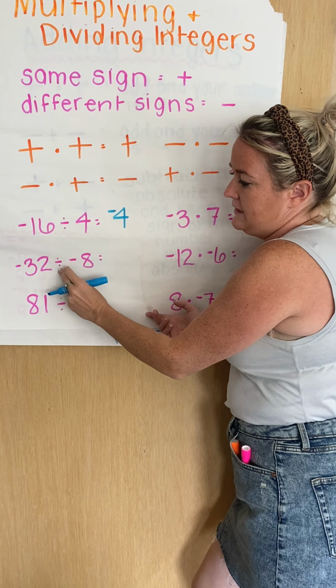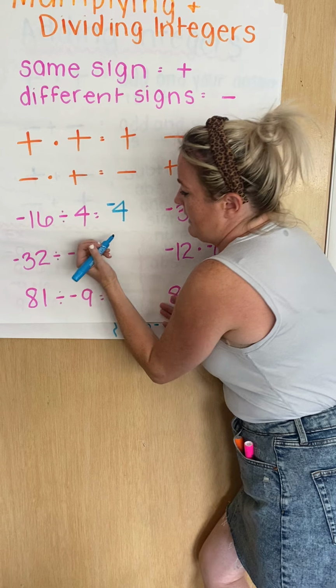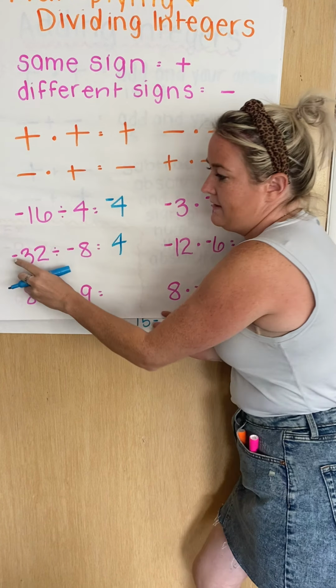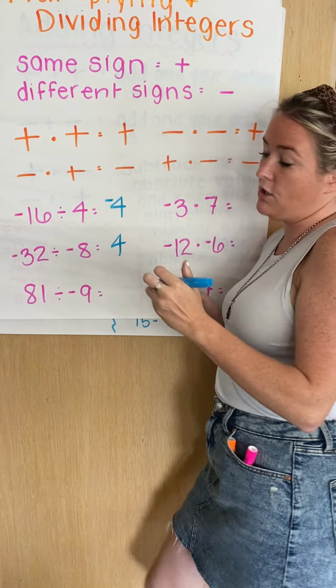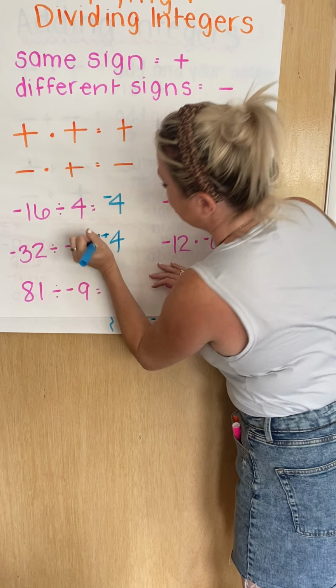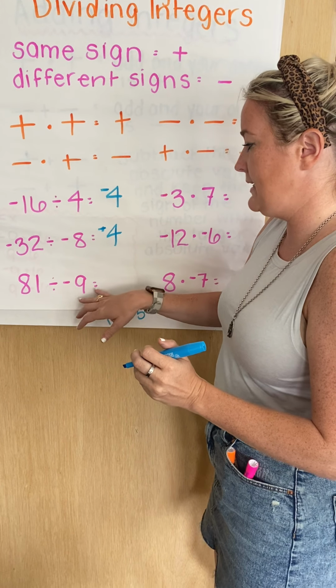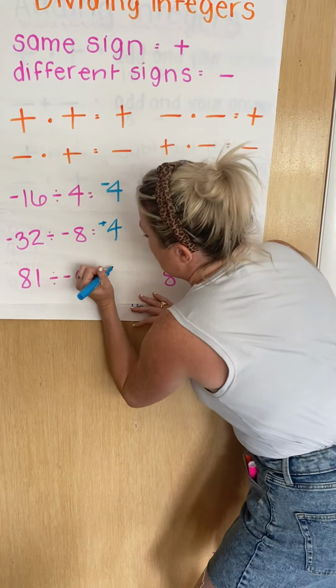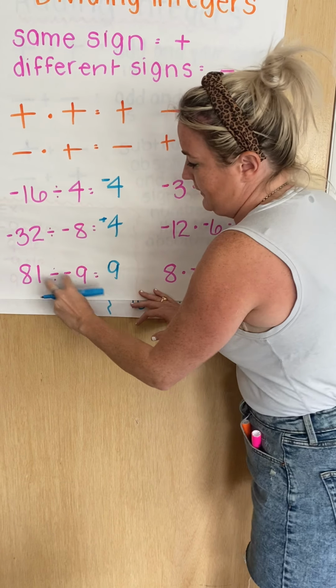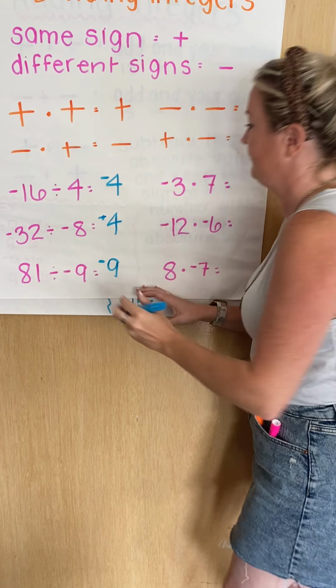I have negative 32 divided by negative 8. So I know 32 divided by 8 is 4. And I have a negative and a negative. My signs are the same, so it's going to be a positive answer. Next, 81 divided by negative 9. So I know 81 divided by 9 is 9. And my signs are different, so my answer is going to be negative.